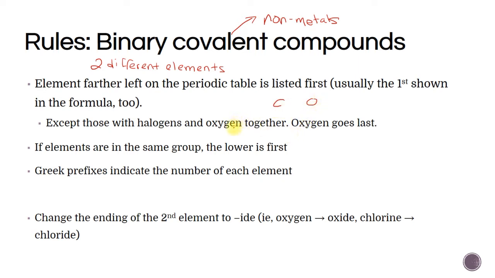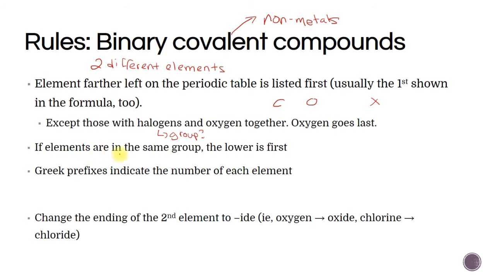If you have halogens, tell me what group that's in, by the way. You should know that from the last chapter. If you have halogens and oxygen together, we switch it. Even though the halogens are over here, all right, we still write oxygen last. That's one exception to our usual reading from left to right on the periodic table.